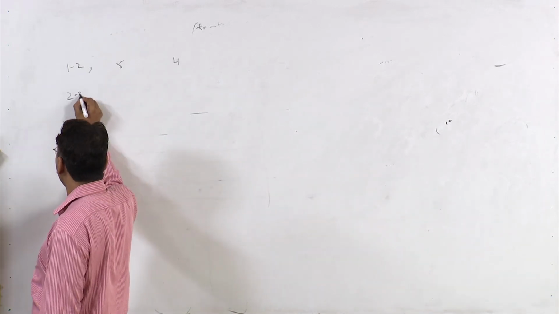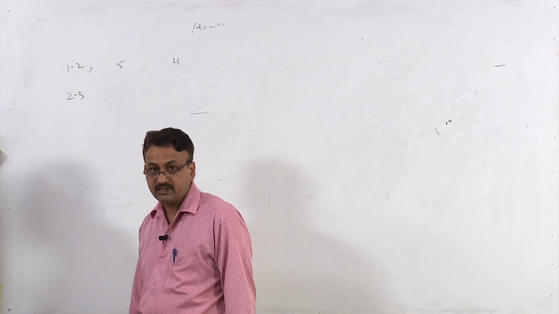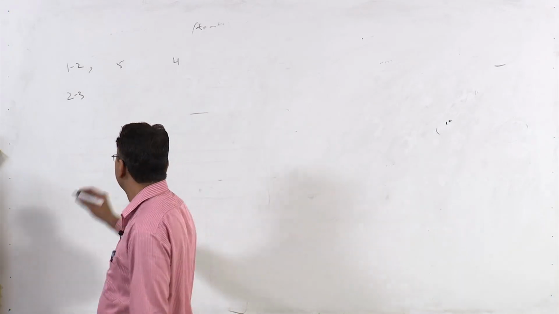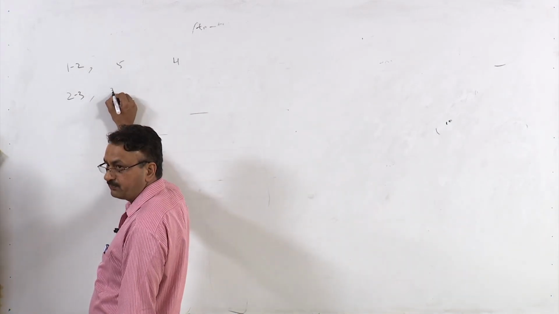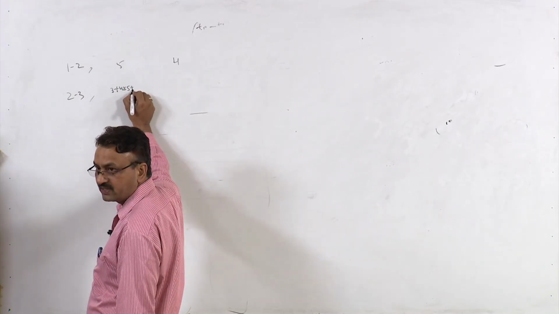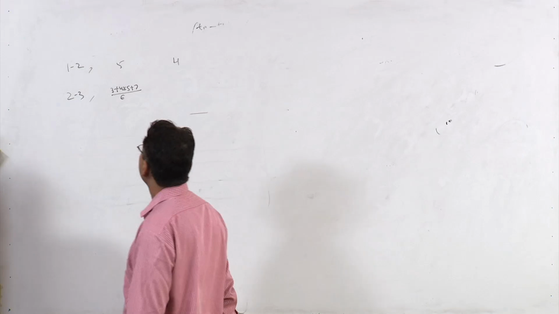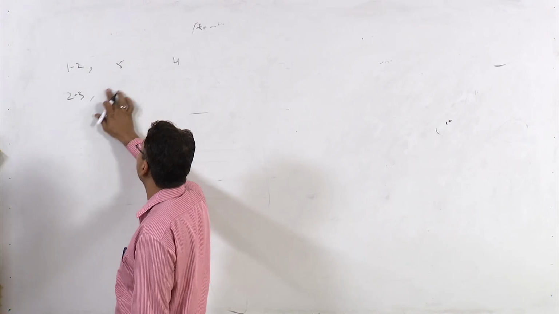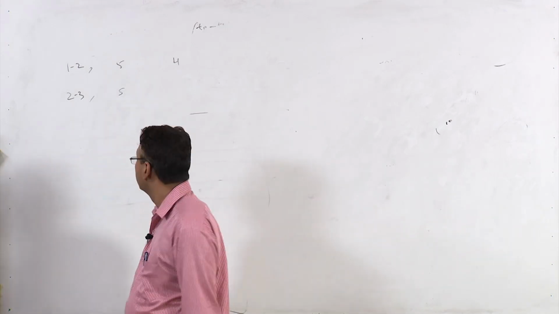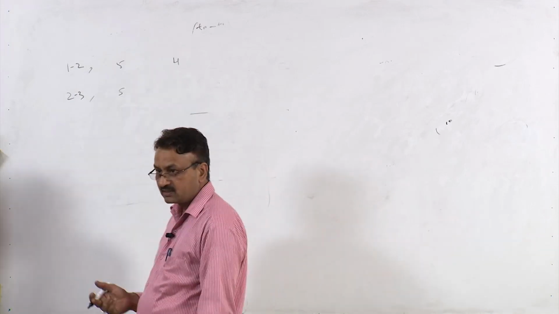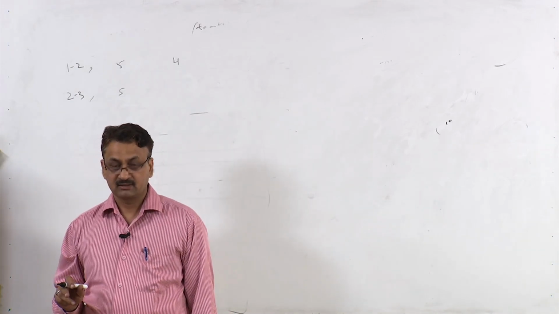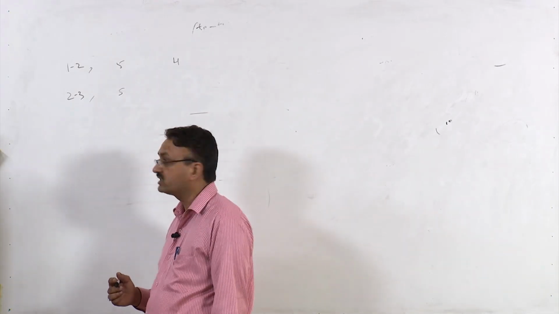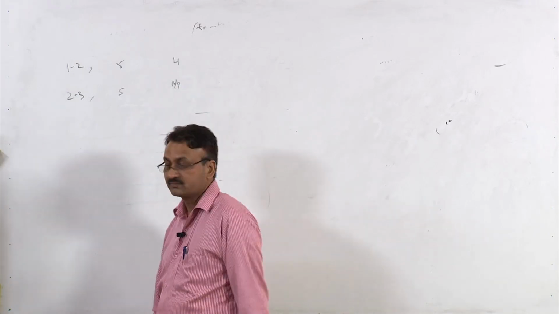Activity 2, 3 is an activity having 3 time estimates. So what would the mean be? You need to apply that formula: 3 plus 4 into 5 plus the pessimistic time 7, divided by 6. So 7 plus 3 is 10, plus 20 is 30, and 30 by 6 means 5. And what would be the variance? It is 7 minus 3 by 6, whole square. So 7 minus 3 is 4 by 6, which is 2 by 3, squared, 4 by 9.